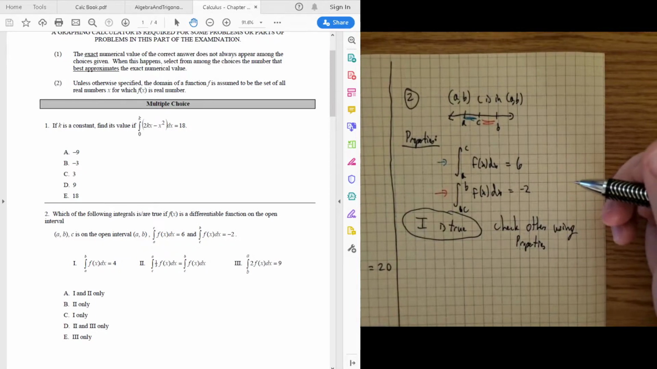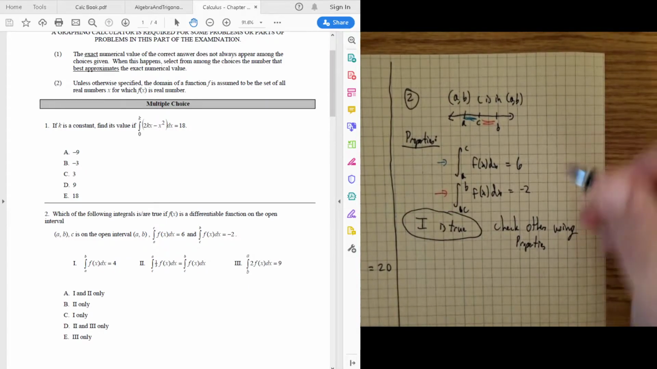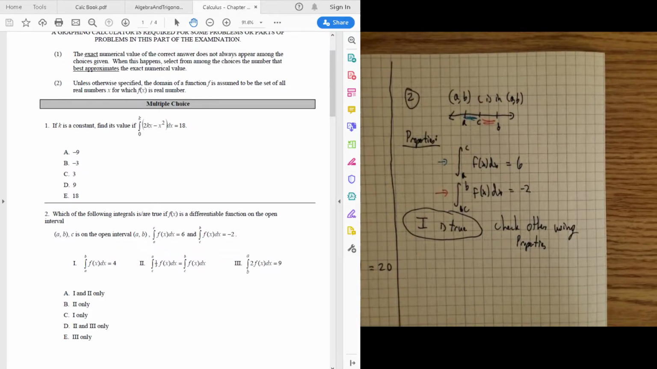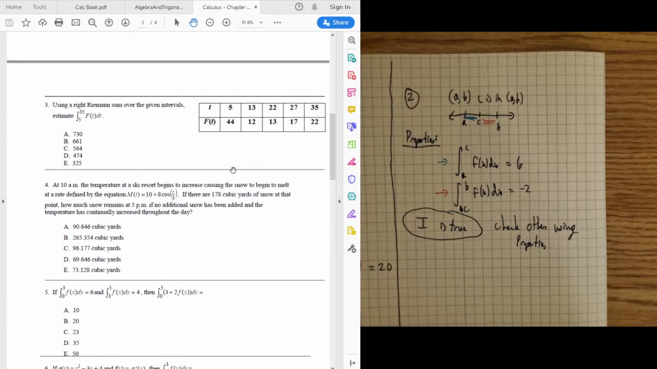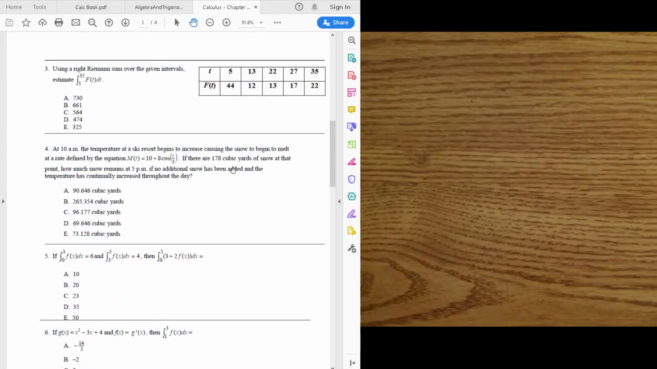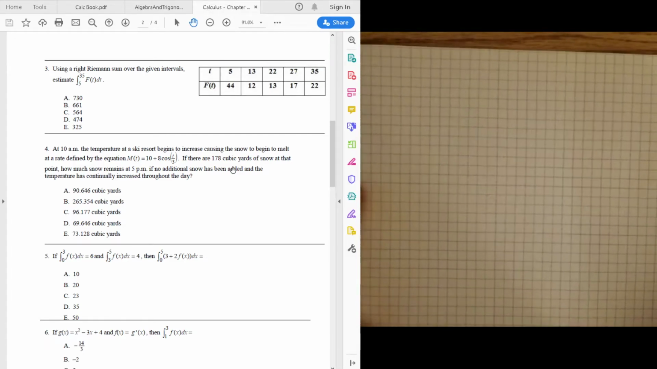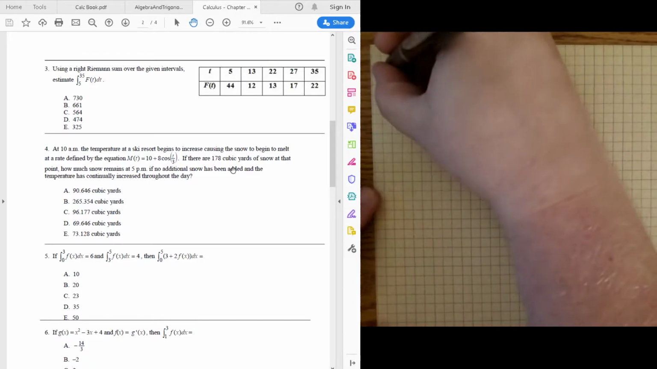So here's number 2. No similar example, but at least a nice little explanation about where that question comes from. All right, number 3. There we go.